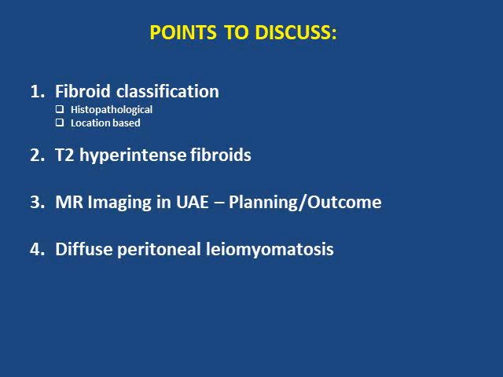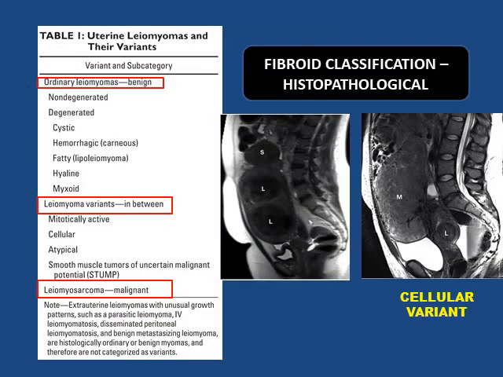One is histopathological classification and another is location based. The importance of T2 hyperintensity in fibroid, and what are the imaging findings that we look for in a patient with the uterine artery embolization plan. And lastly, about diffuse peritoneal leiomyomatosis.